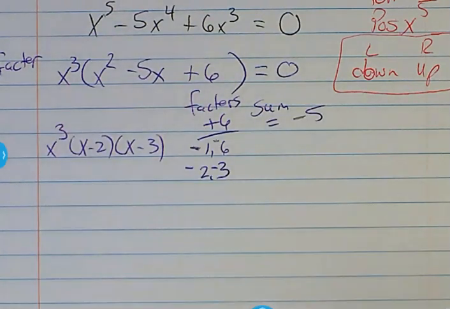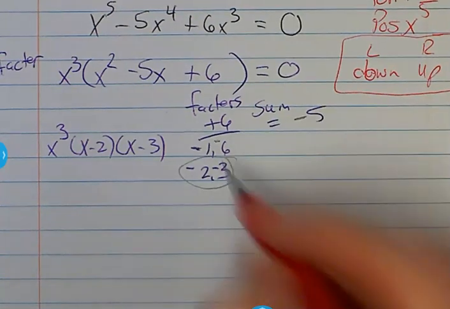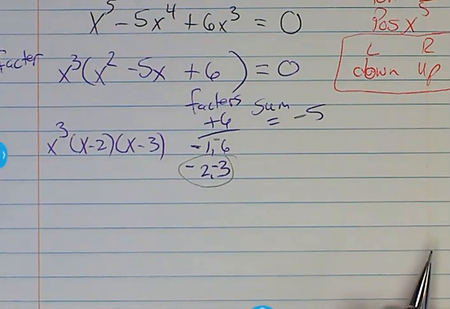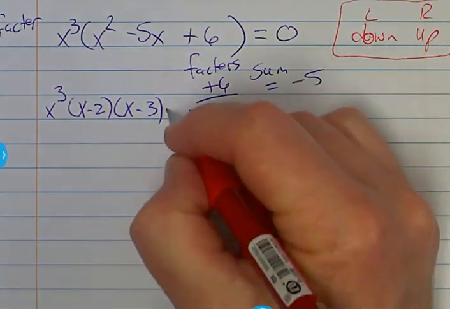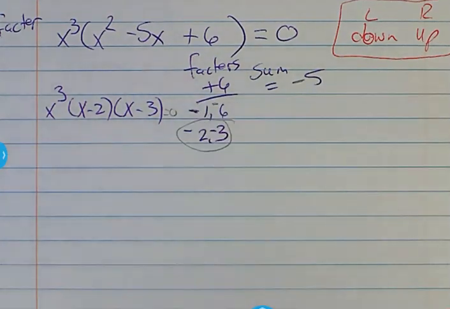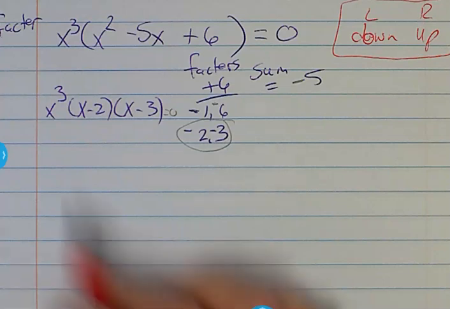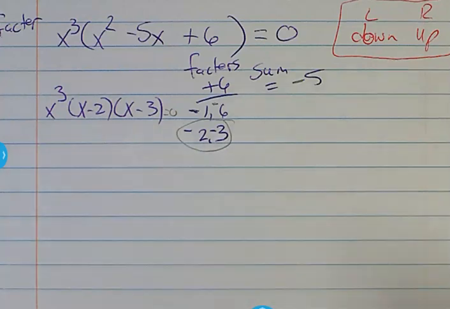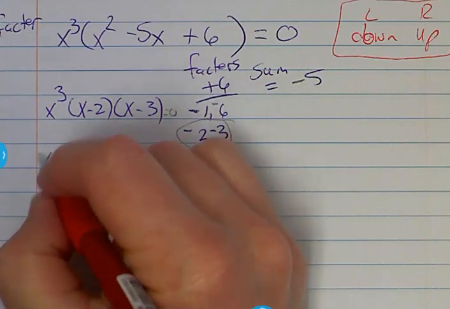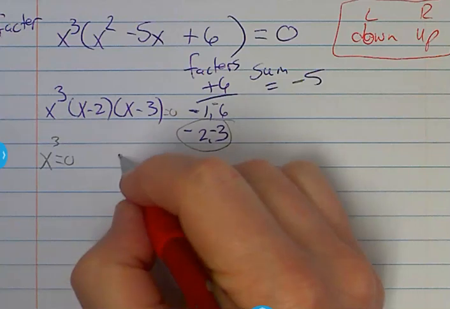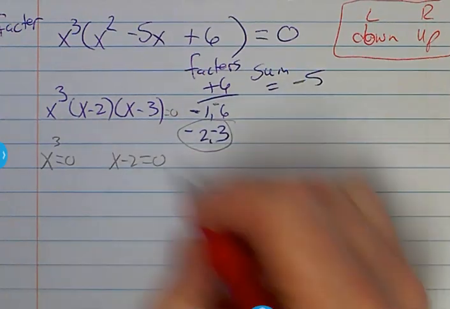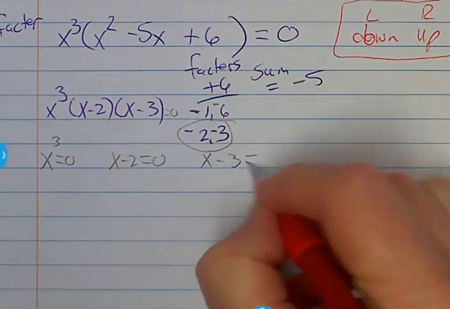Okay. And that x to the third that's on the outside is just hanging out there for a minute. We're not really going to do anything with it just yet. Okay, so there it is factored. Now that we've got it factored, we can go back and find the solutions. We're going to set this x to the third equal to 0, this x minus 2 equal to 0, and that x minus 3 equal to 0.